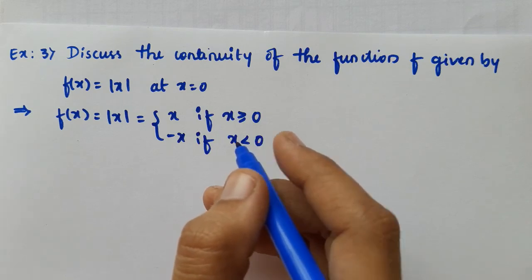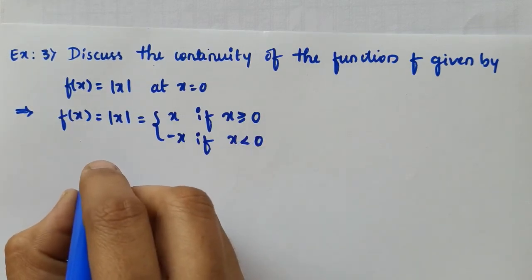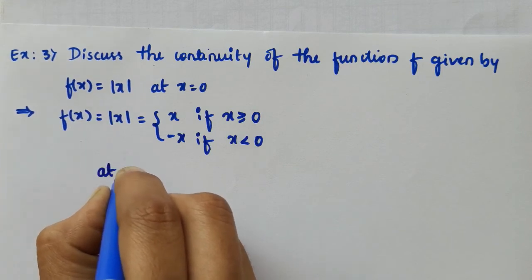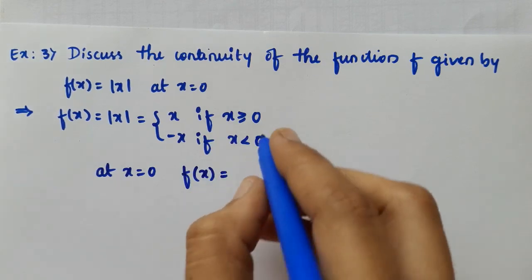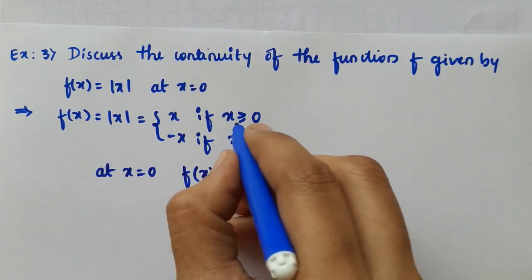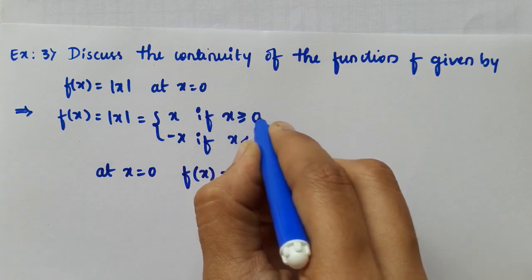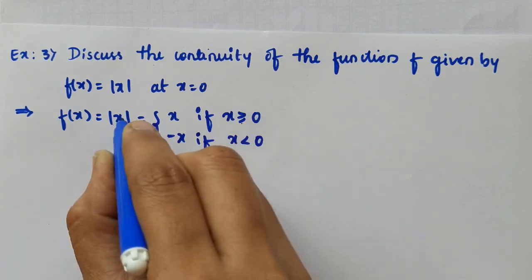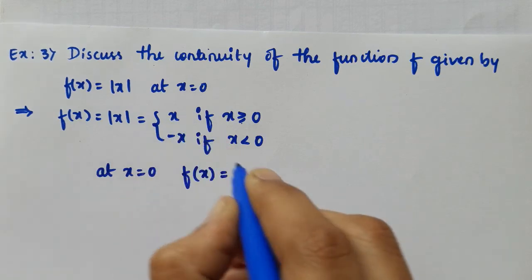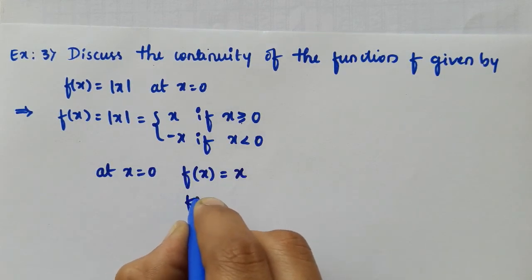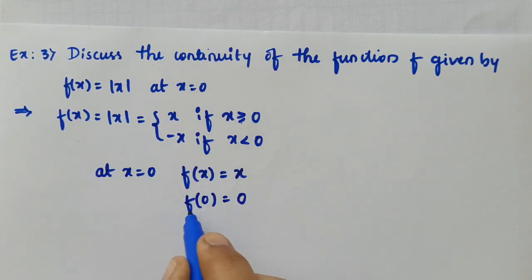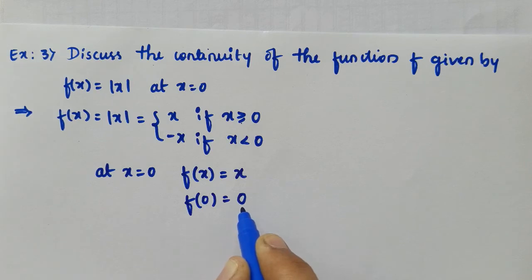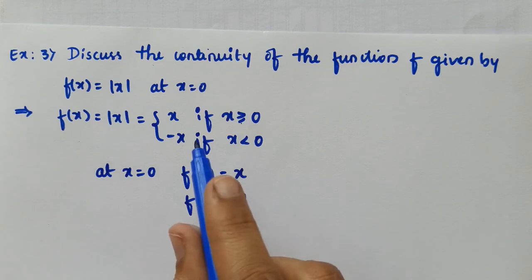Yes. Next, what do we have to find? What is the functional value at x is equal to 0? At x equal to 0, where the sign equal to is there, please see that x is equal to 0 here. For x is equal to 0, the value of the function is x. F of x is equal to x. If you substitute 0 in place of x, then you will get 0. Therefore, at x equal to 0, the functional value is 0. Understood?